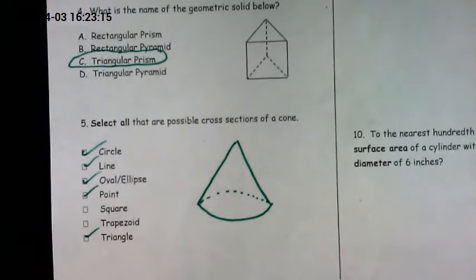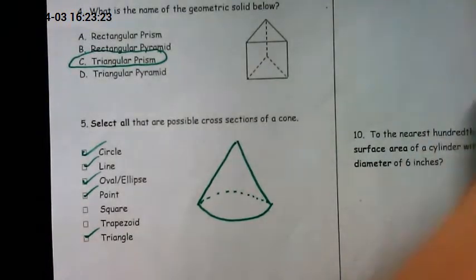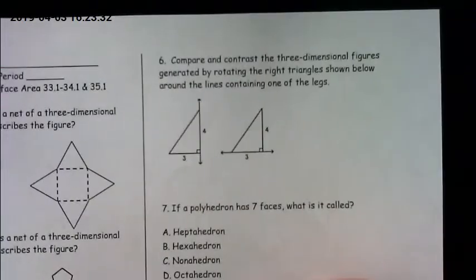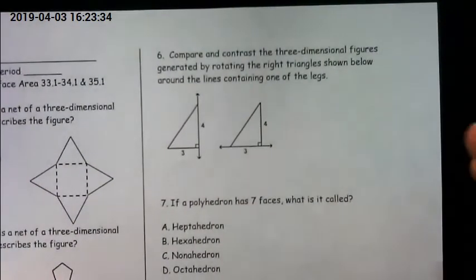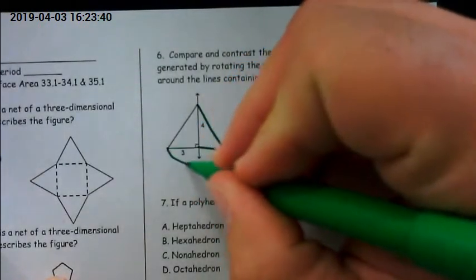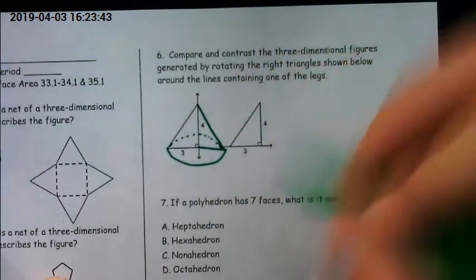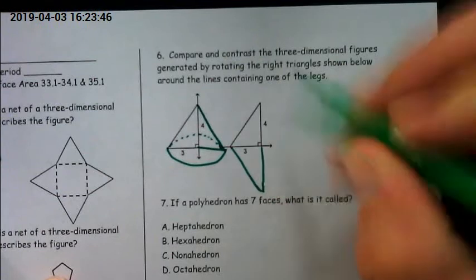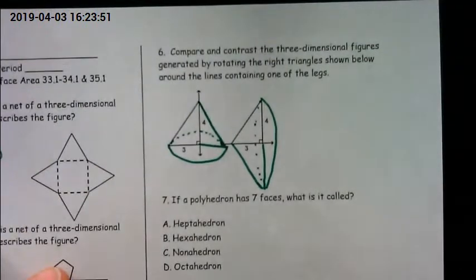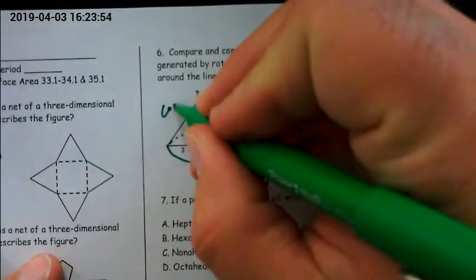Now, okay, on the next part of this, we got number 6. Both of these, if rotated around the parts given to us, they would be what? Cones. So this one would look kind of like this. This one will look more like this. Alright? Now, they're both cones. So, we got a cone and a cone.